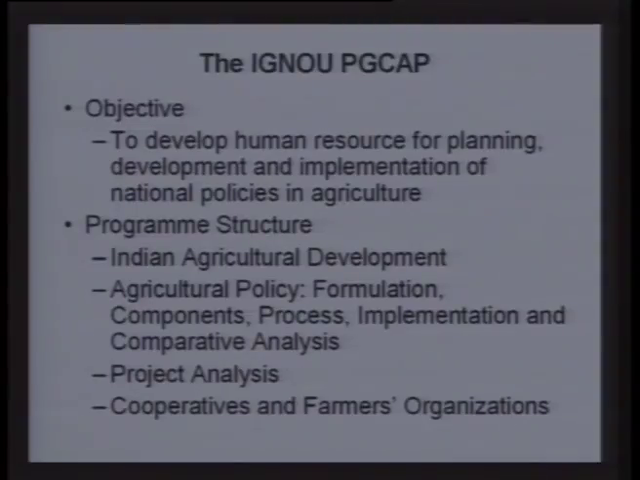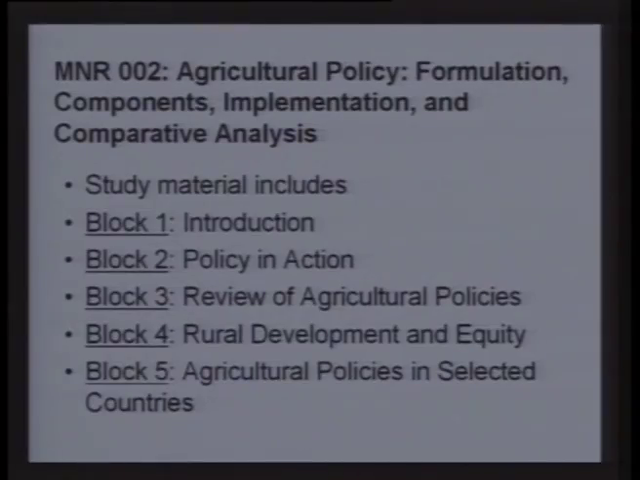The third course is on project analysis. The fourth course is on cooperatives and farmers' organizations. Agriculture policy: formulation, components, implementation, comparative analysis. There are 5 blocks. Block 1 is on the introduction. In this block we study how agriculture policy is defined, what is the difference between policy and plan, and how agriculture policy is formulated.